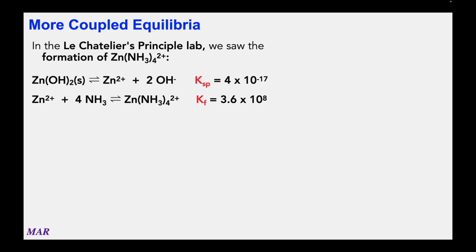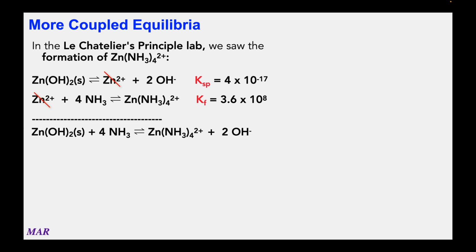Now again, coupled equilibria just means you're combining 2 or more reactions to give some desired third reaction. We'll couple these 2 together. We'll be able to cancel the zinc 2 plus, and you can see then that zinc hydroxide plus 4 ammonias makes the complex ion plus 2 hydroxides. K net, the K of this overall reaction, will be KSP times KF, 1.4 times 10 to the minus 8th. So again, still reactant favored, less than 1, but certainly not as reactant favored as the KSP value. So it makes it more soluble than it was before, which is kind of cool.